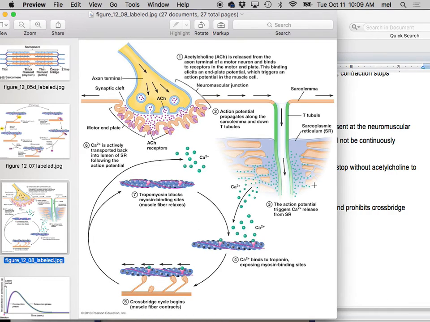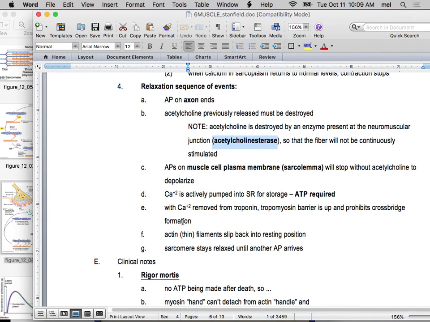And as you start pumping it back in, of course the tropomyosin is going to fall back into position. And as the tropomyosin falls back into position, you can no longer form cross bridges. Let go of enough cross bridges, and then what's going to happen to the actin? It's going to slide back into its long lengthened position, right? Does that make sense? So actin slips back into resting position, and the sarcomere is going to stay there until another action potential arrives. Is that good?